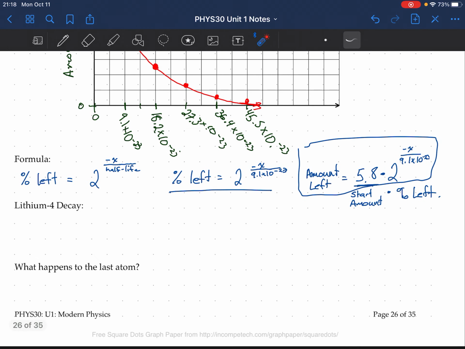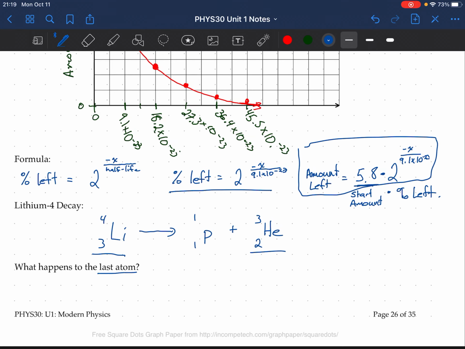Now, lithium-4 decay. Lithium-4 looks like this. It's got 4 and 3. Lithium has 3 protons, 1 neutron. Lithium-4 decays by proton emission. So it just ejects a proton out. So a proton will be 1, 1. And what are we left with after we eject a proton out? Well, we're left with 3 items in the nucleus, and 2 of them are protons, which means we're left with helium. So lithium-4 decays into helium-3.